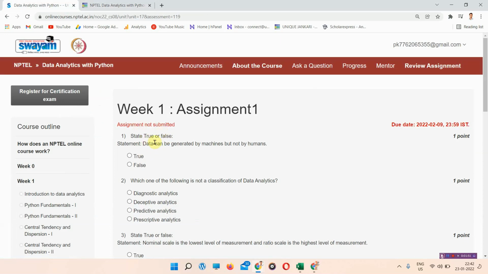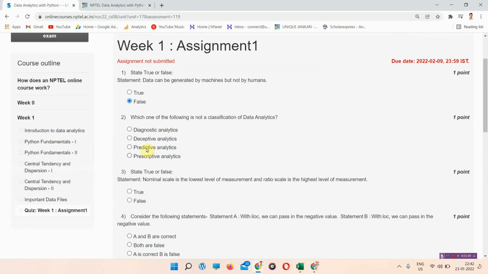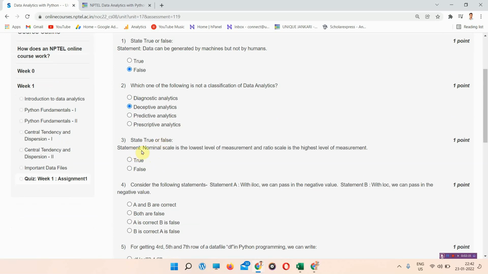So the first question is: state true or false. Data can be generated by machines but not by humans. The answer of the first question will be false. The next question is: which one of the following is not a classification of data analytics? The answer of question number 2 is option number B, descriptive and deceptive analytics. So mark your assignment. Next question is: state true or false. Nominal scale is the lowest level of measurement and ratio scale is the highest level of measurement. So the answer of question number 3 is true. You can tick option number A, true.